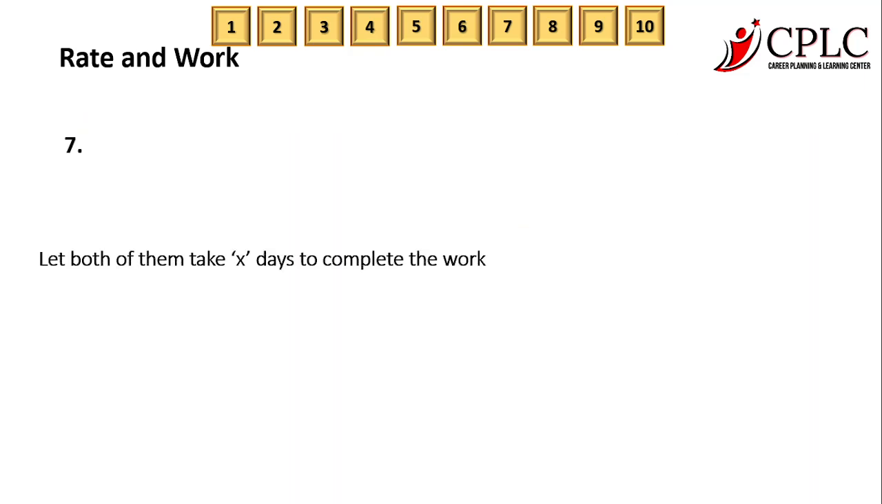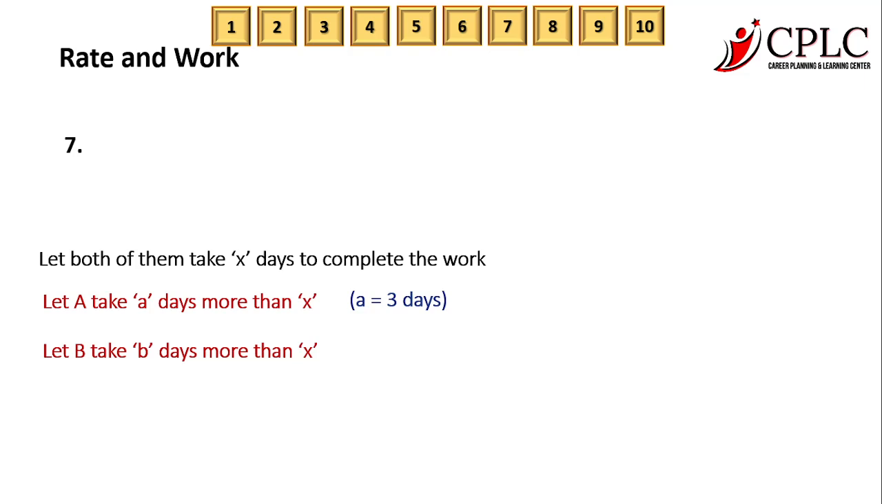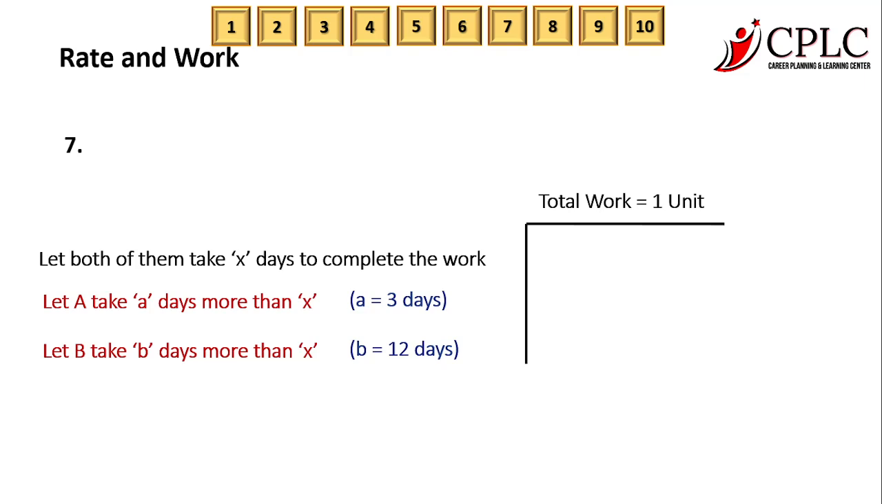So to do the calculation, let's assume the data. Suppose both of them working together are taking x days, and we have assumed that A takes a number of days more than x because x is their combined time, and we know the value of A is 3 for us because A takes 3 days more. Let's assume B takes b days more than x, so for us the value of small b is 12. Also, let's assume that the total work is 1 unit. Let's find out the individual efficiency. Both of them working together take x days to complete one unit. So their per day ka efficiency is 1 by x.